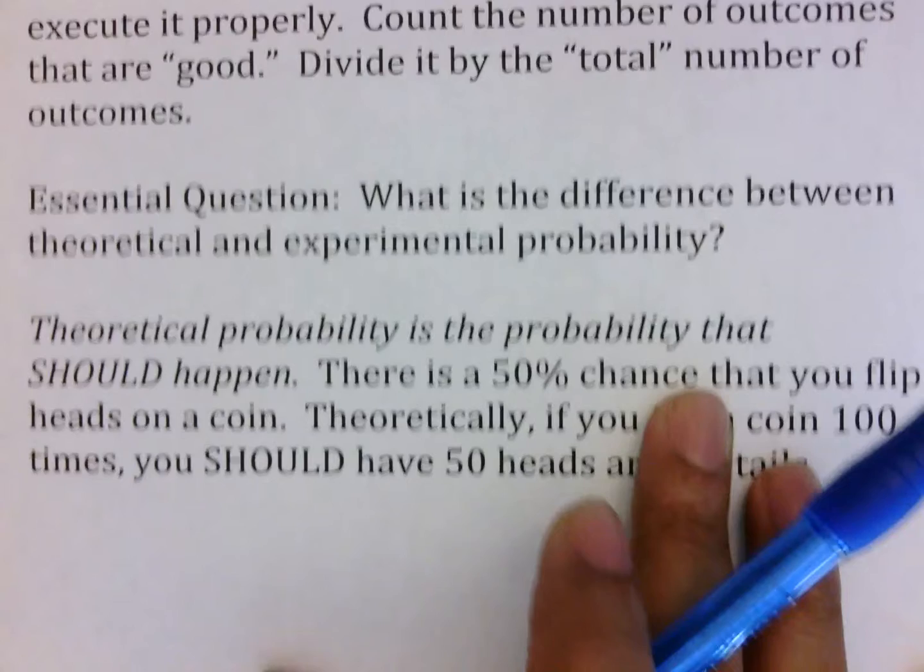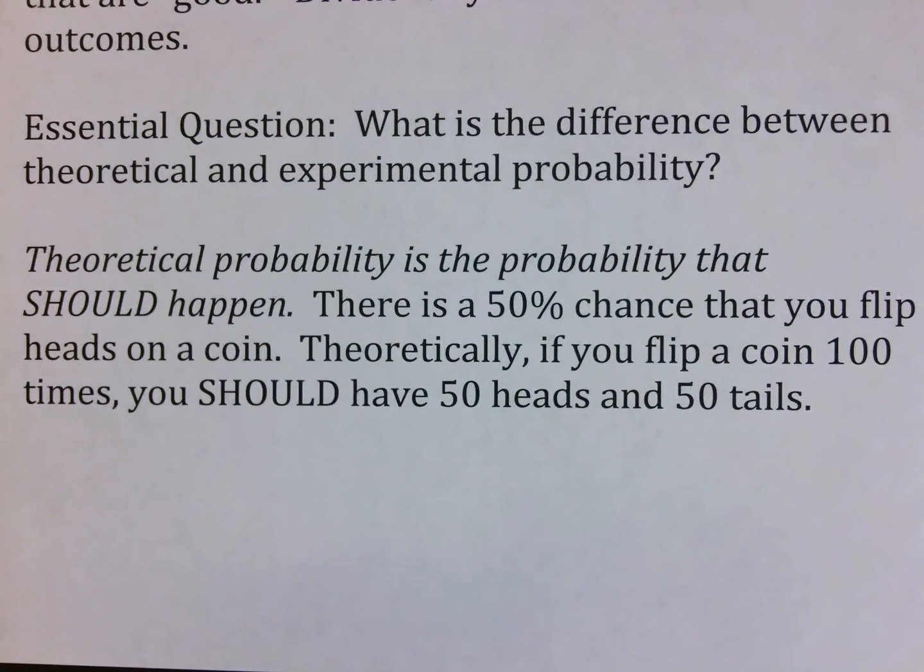Our essential question is, because there are two different types, what is the difference between theoretical and experimental probability? Theoretical probability is probability that should happen. So in theory, since there is a head side and a tail side, there is a 50% chance that you flip heads on a coin. So theoretically, if you flip a coin 100 times, it should end up at 50 heads, 50 tails. But of course, in real life, we know that doesn't happen. It might end up at 40-60. It might, on occasion, end up 30-70 or 70-30. We really don't know, only because a coin is not always weighted the way it's supposed to be. Plus, just life happens, so you really don't know if that's going to happen. So theoretical probability, again, is what should happen.